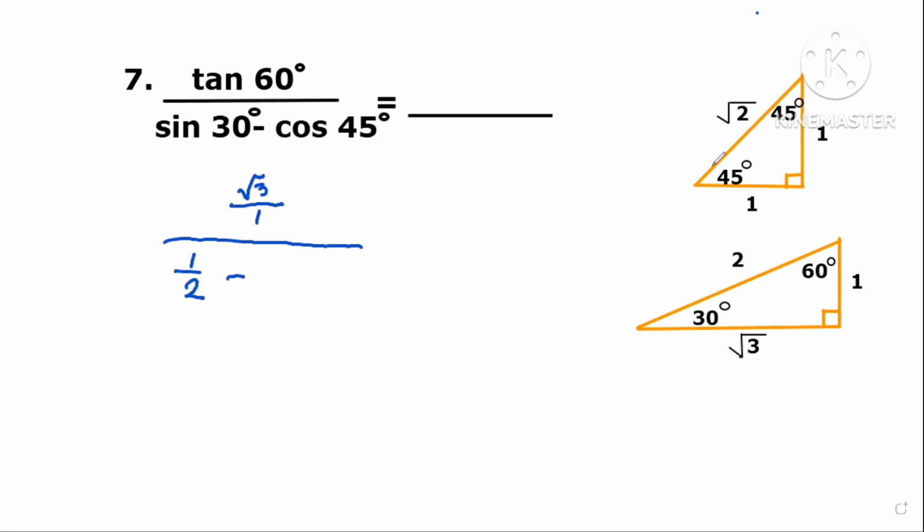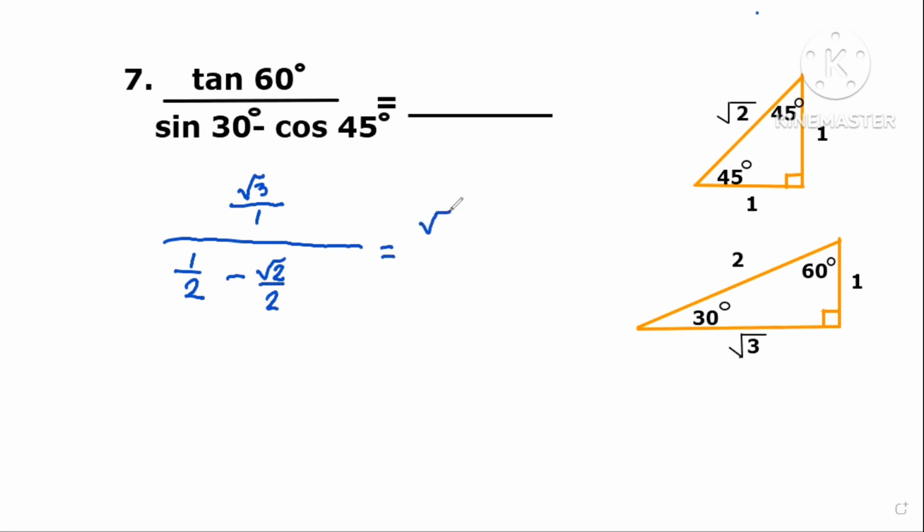minus cosine of 45. So cosine of 45, again, we can use either of these two angles. Cosine is adjacent over hypotenuse. So that is 1 over square root of 2. No? Now, 1 over square root of 2, when you rationalize, is square root of 2 over 2. O, lagi natin ginagawa yan, no? Kaya dinaretso ko na para mapabilis tayo. Okay? Now, let us simplify.